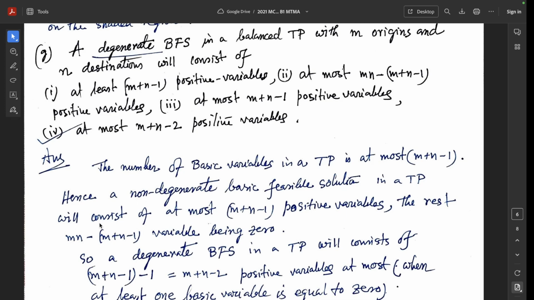These are the non-basic variables. So, a degenerate basic feasible solution in a TP, degenerate means when at least one of the basic variables is equal to 0. The number of basic variables is at most M plus N minus 1, so the number of positive variables is at most M plus N minus 2 when at least one of the basic variables is equal to 0 for a degenerate basic feasible solution in a transportation problem.